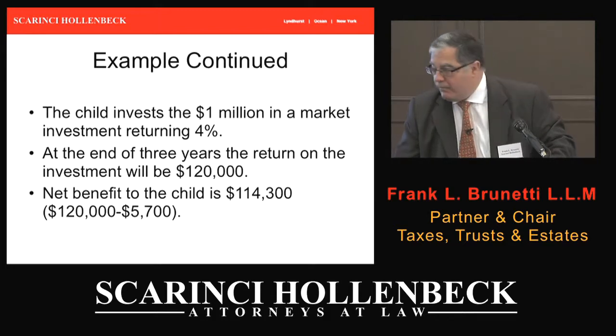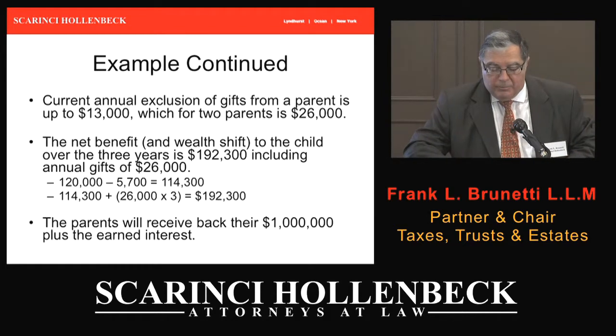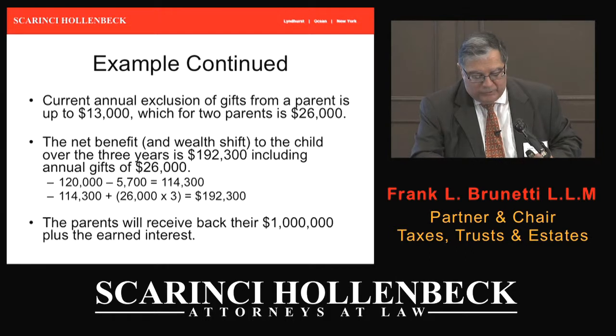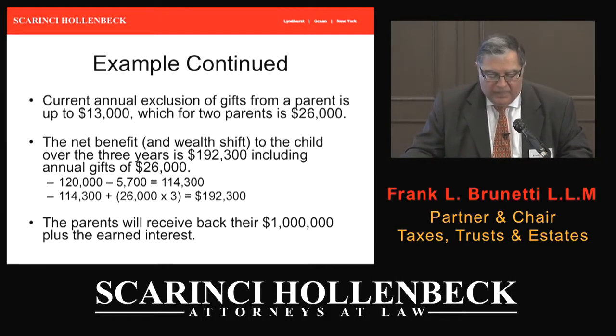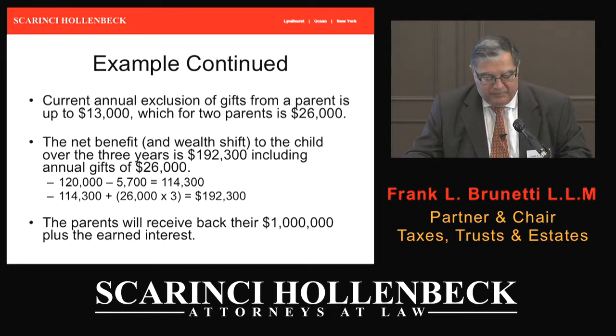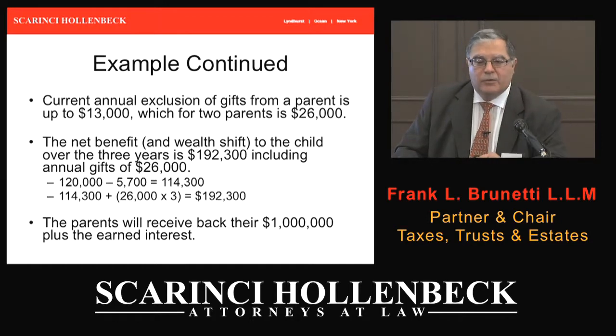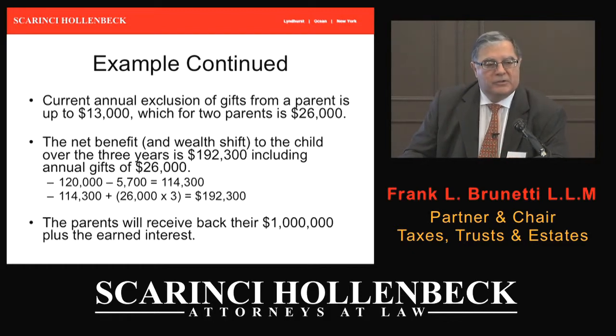And by using the low interest, the annual exclusion, if you have two parents, 13,100, or whatever the inflation adjustment is for this year, would be 26,200. And the wealth shift actually increases dramatically. It could be $192,000 if you add it all together, and the parent, of course, gets back their $1 million. So using the low interest environment, you can shift wealth dramatically to the child.